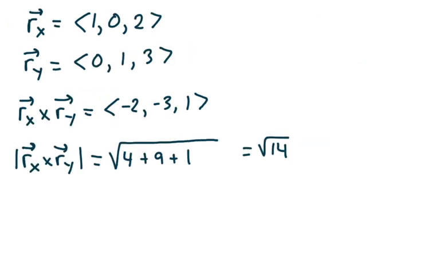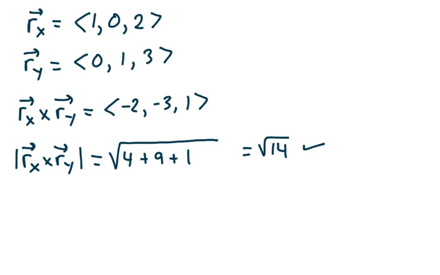So r sub x, the partial derivative of r with respect to x, is equal to the vector 1, 0, 2. The partial derivative of r with respect to y is equal to the vector 0, 1, 3. Rx cross Ry, so same pattern, is equal to the vector negative 2, negative 3, 1. And so when I take its magnitude, the magnitude of Rx cross Ry is equal to the square root of 14.